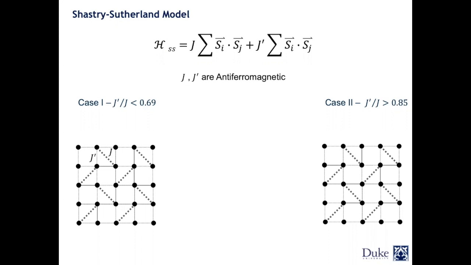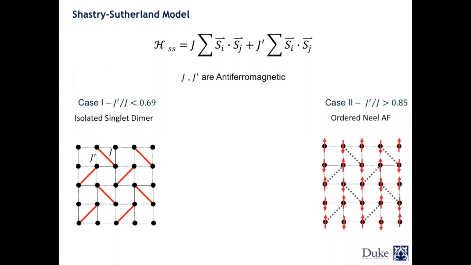The good thing is that the ground state is exactly solved. That's very helpful for me as an experimentalist and for the theorists, so that if we can find a real-world realization of this system, at least we know more or less what's going to happen with the Hamiltonian. So here's J prime over J. If it's much less than 0.69, which came from the Shastri-Sutherland model, then what they predict is that the ground state is an isolated singlet. Then in the other extreme case, if J prime is much stronger than J, more than 0.85, then the ground state is an ordered Néel antiferromagnet.